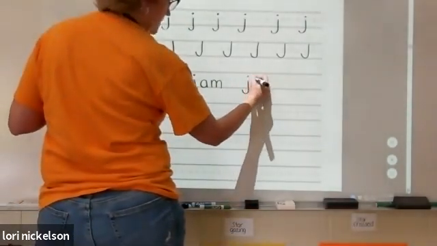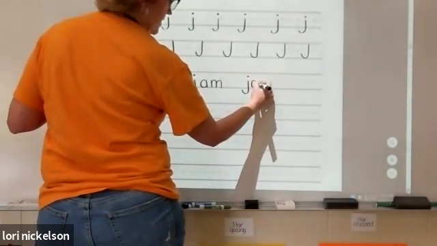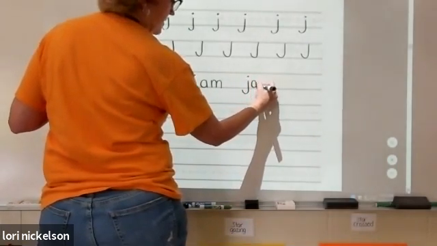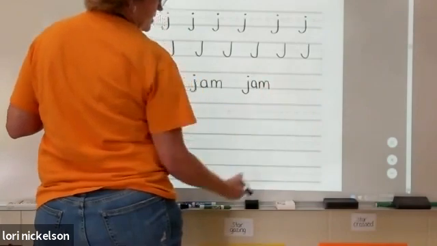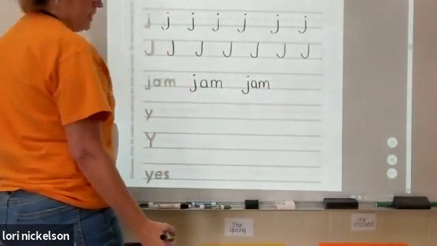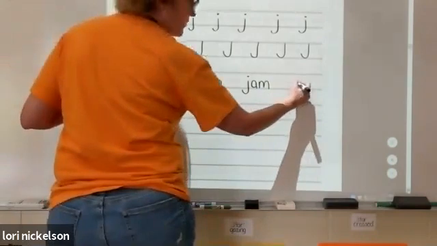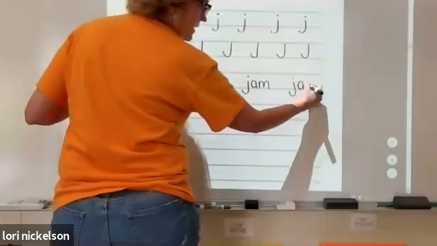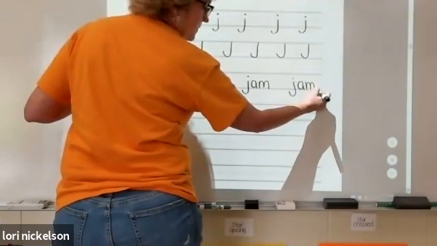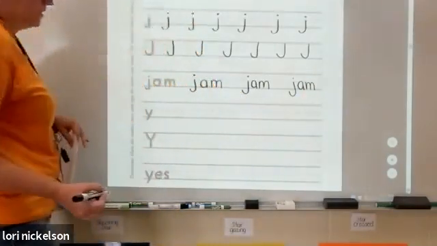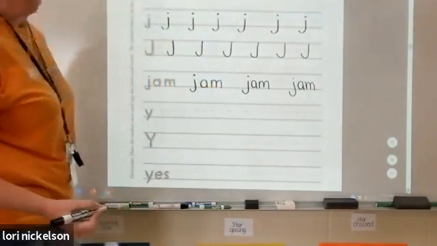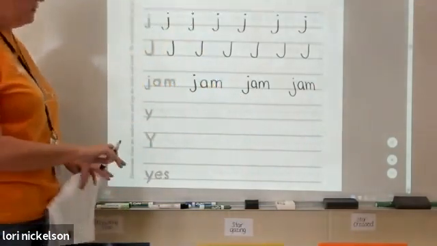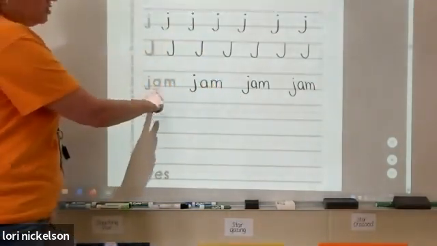So let's make the next one. Lowercase j, A, M, jam. And I'm going to make it one more time because I've got room for one more word. J, A, M, jam. Good. Now remember, if you know this word jam, you could blend it.